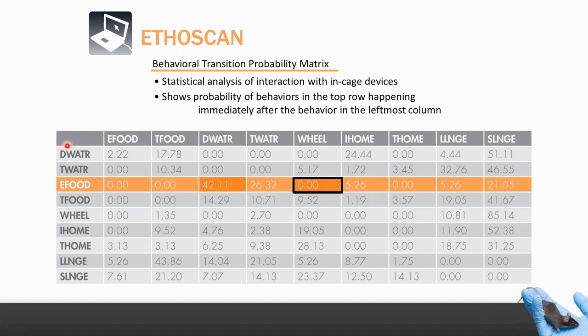So let's look then at what happens after drinking water. After drinking water, again, it will not go on the wheel. It's about a quarter of the time it will go into its habitat. But more than half of the time it will go into a short lounge or short roam behavior. Now let's look at what happens after the short lounge. The most likely behavior is to get on the wheel.